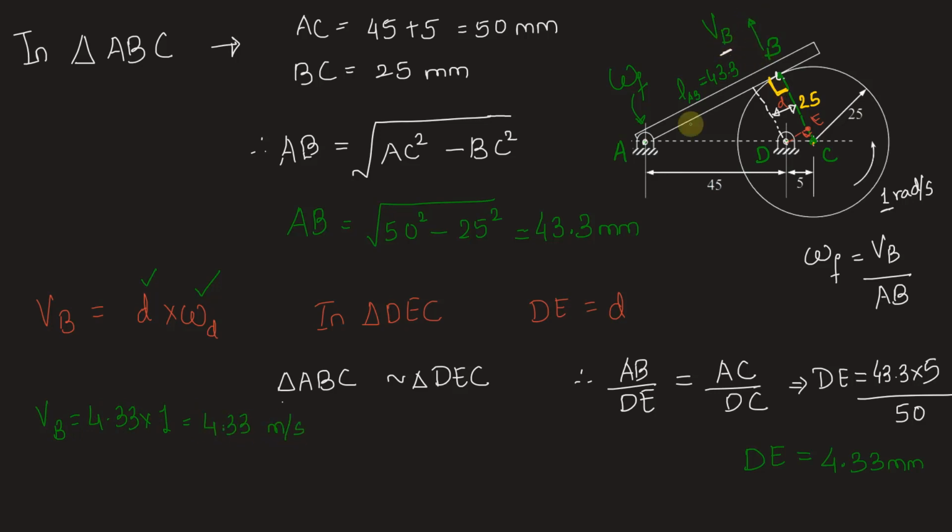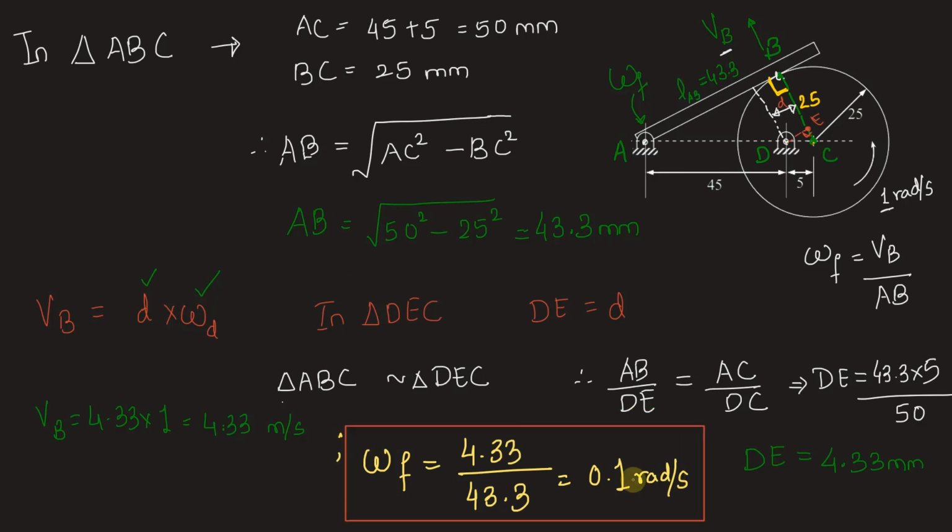Now using this VB, we can find out omega f. We already wrote the formula here. Omega f is VB by AB. So omega f is equal to 4.33, VB, divided by distance AB, 43.3. We have this answer as 1 by 10, which is 0.1 radian per second. So we finally have the value of omega f to be 0.1 radians per second.